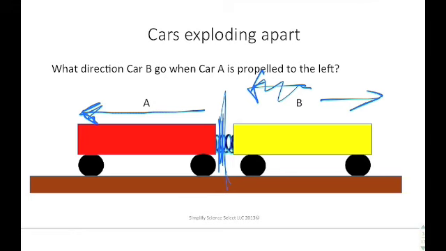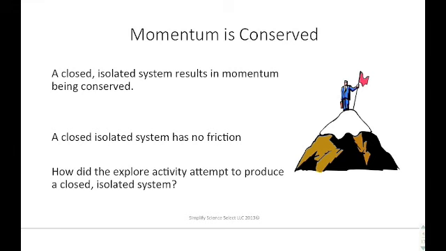And you can kind of predict that. In fact, we looked at what if car A is heavier? What if car B is heavier? What if you make one shoot fast? What happens to the other one? And what you tended to see was that momentum is conserved. In other words, the momentum of one car has to be equal to the momentum of the other car. And that's for closed isolated systems.